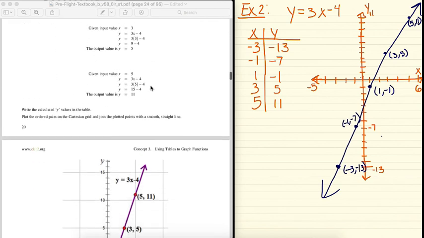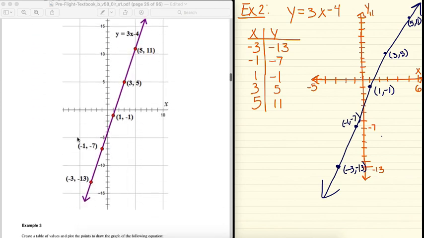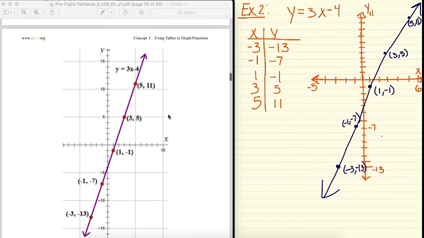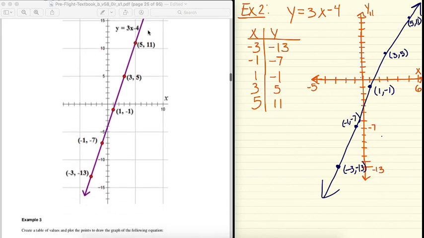And if you scroll down and look at example 2, you can see that these are all the points that they have here as well. And their line is much straighter than mine is, but also this was computer generated and mine is handwritten. So know that it's okay if your line isn't perfect. It just takes practice and it will get better.